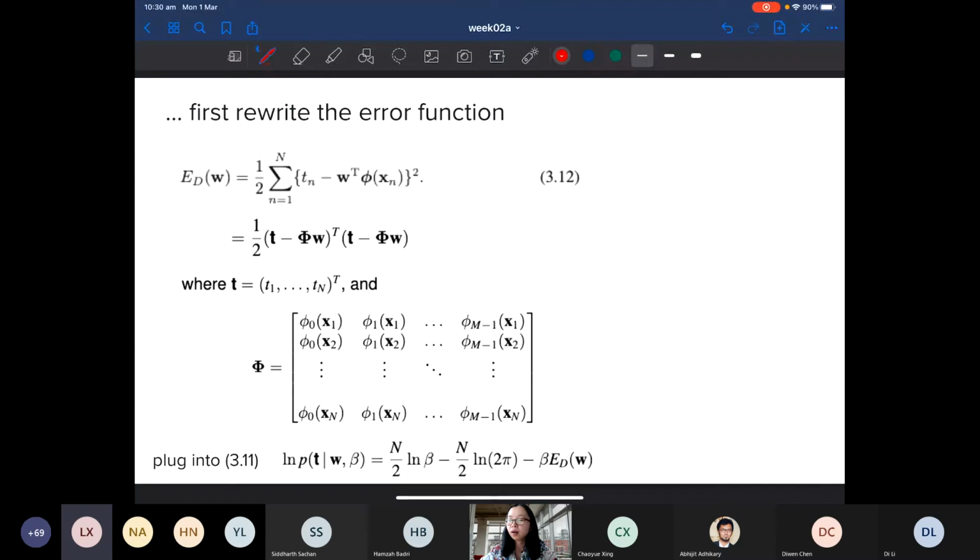So this is just the square error term written out again. And it is convenient to write it out in matrix and vector notation. So let's unpack it a little bit. When we see a sum here, basically a sum of squares can be unpacked as the inner product of 2 vectors. And here the 2 vectors are essentially t and phi times w.